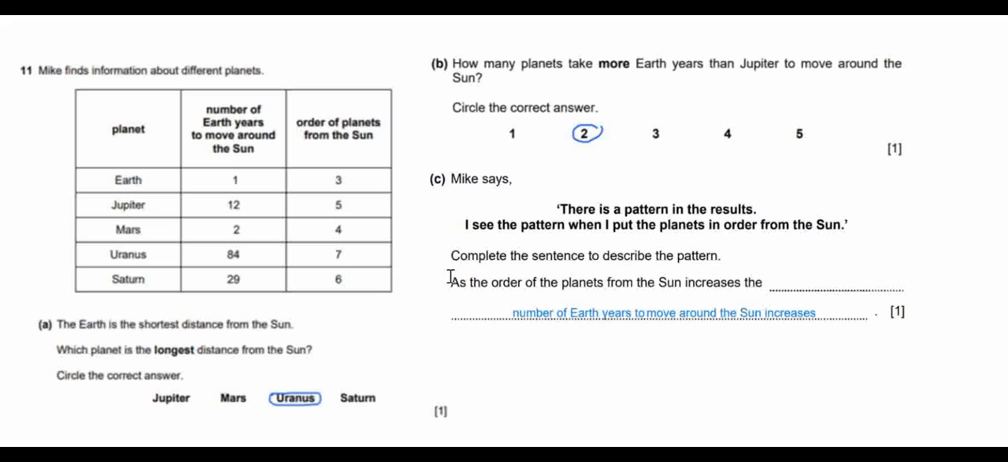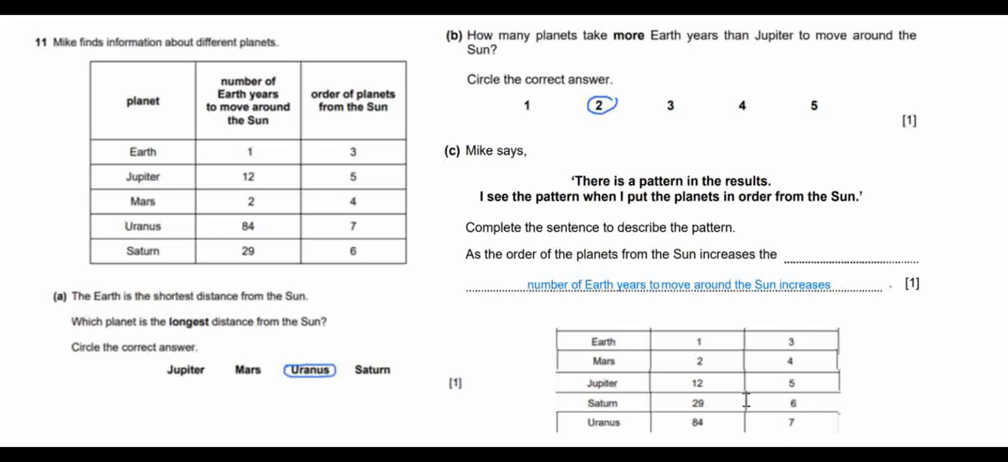Okay, let's open up the answer. Here we go. As the order of planets from the Sun increases, the number of Earth years to move around the Sun also increases. If we rearrange this to 3, 4, 5, 6, 7, we'll see that the number of Earth years also increases: 1, 2, 12, the 6th from the Sun is 29, the 7th from the Sun is 84. So it also increases if we arrange according to the order of planets.